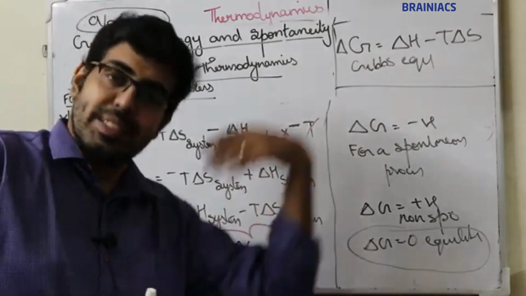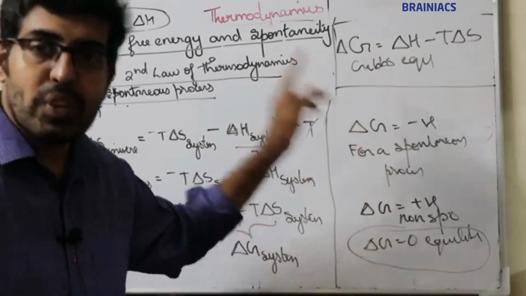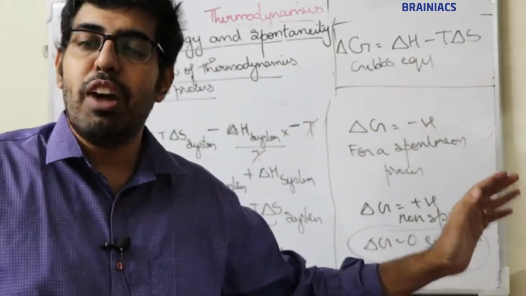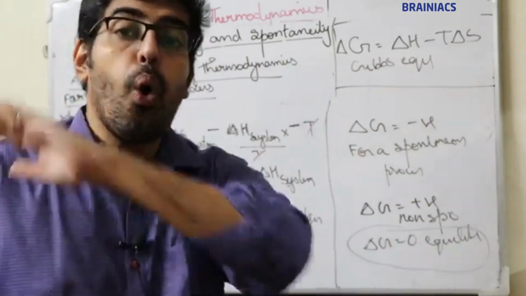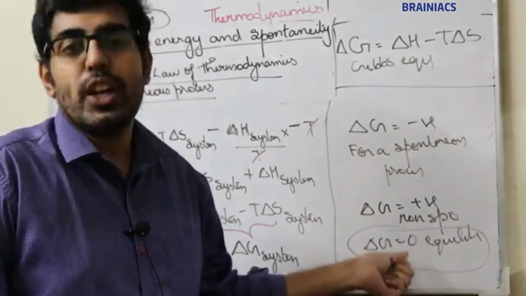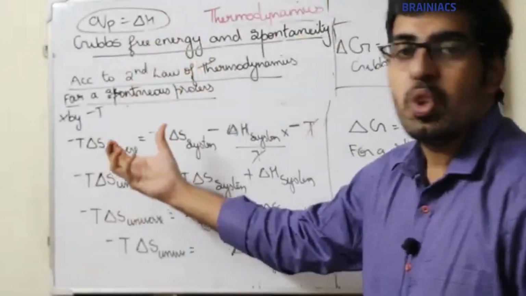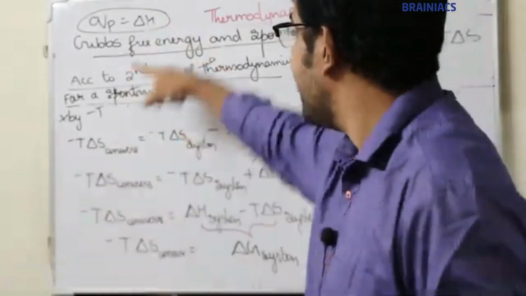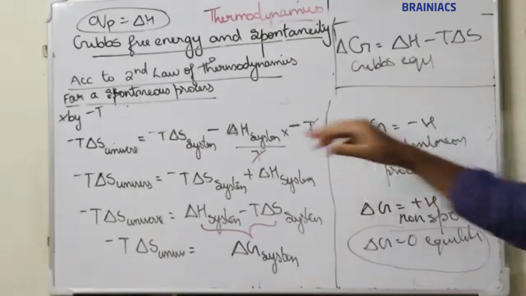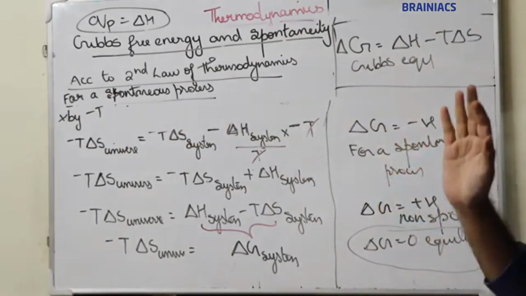Delta G value equal to 0 for equilibrium, this you will learn in the next chapter, equilibrium. So you have to remember these three values. For all spontaneous processes, delta G value is always negative. For all non-spontaneous processes, delta G value is always positive. For all equilibrium processes, delta G value is always 0. By solving this equation, we came to know that for a spontaneous process, delta G value will always be negative.